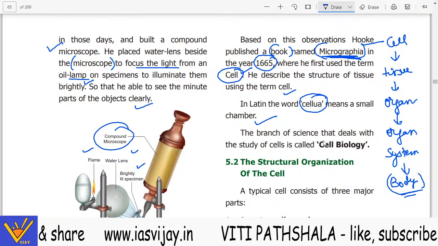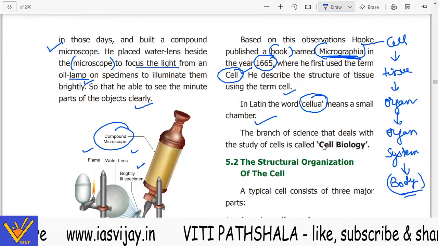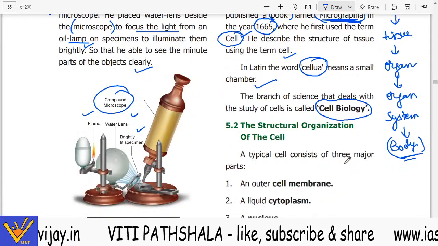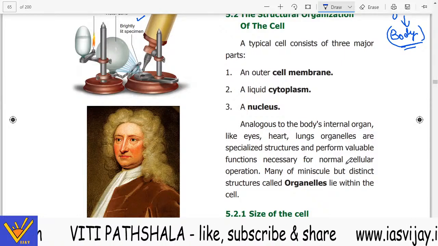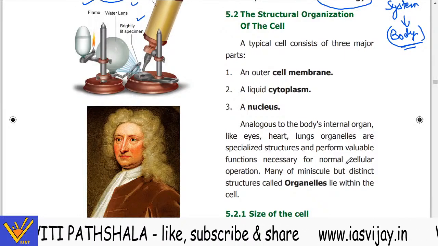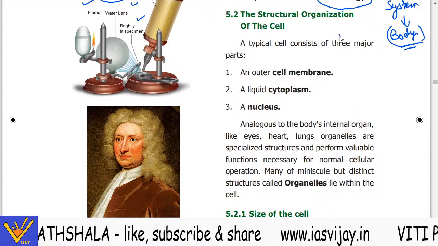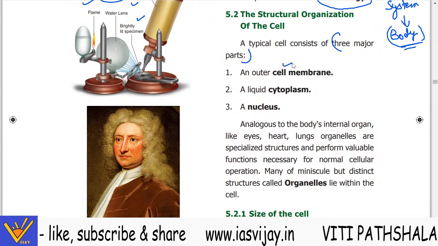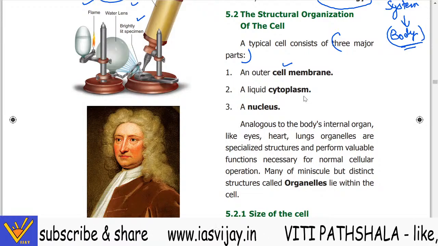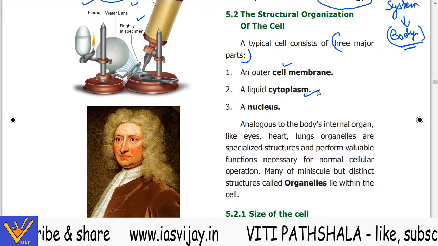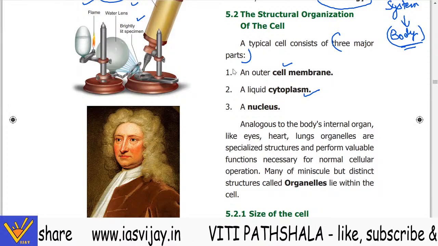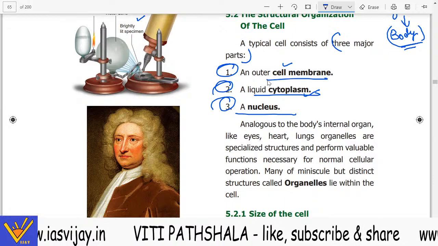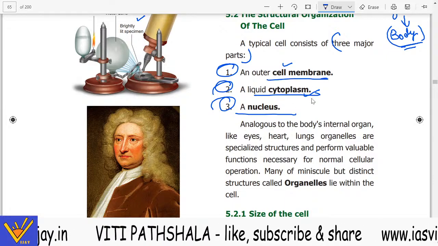Now the branch of science that deals with the study of cells is known as cell biology. We call it cell biology. The structural organization of the cell: the typical cell consists of three major parts. It will have an outer cell membrane, then a liquid cytoplasm and a nucleus. So the three things you will find in a cell are the cell membrane, cytoplasm and a nucleus.